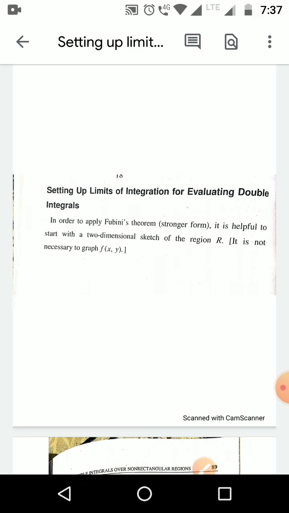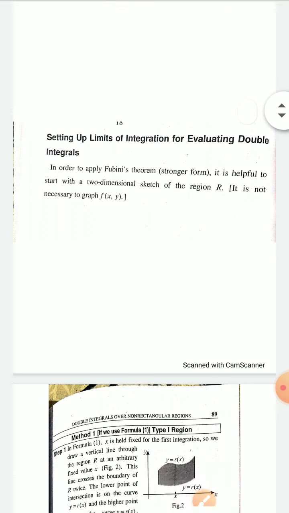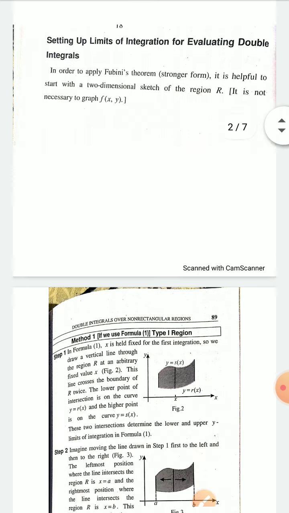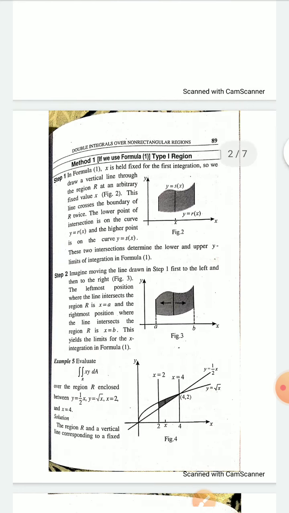In order to apply Fubini's theorem, stronger form, that is the second form, over non-rectangular regions, it is helpful to start with a two-dimensional sketch of the region R. So we start with the x and y plane. Since x and y are varying, we are going to plot a two-dimensional sketch. That is how we construct the region. Let us look at method 1.